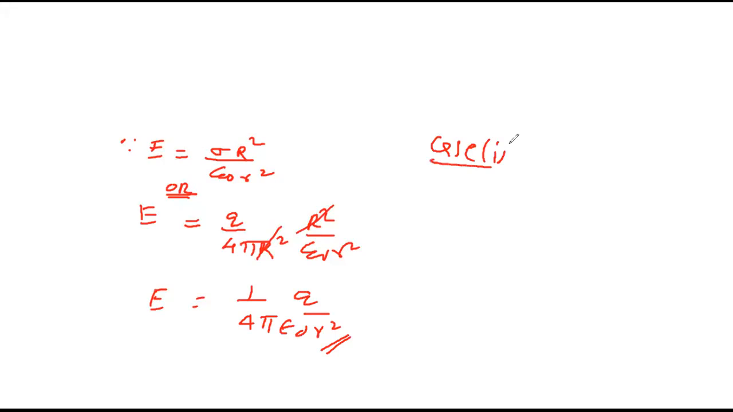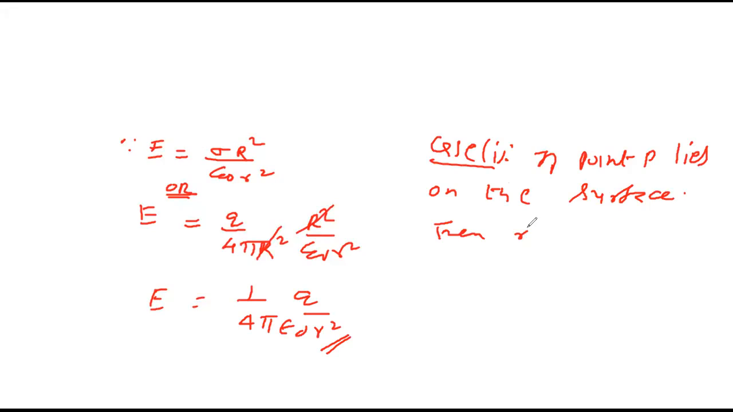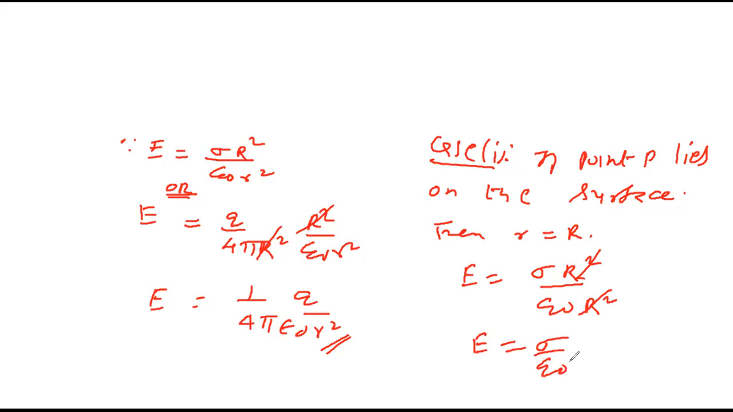Case 1. If point P lies on the surface, then small r equals capital R. Therefore, E equals sigma capital R square upon epsilon naught, small r is capital R. So therefore, E equals sigma upon epsilon naught. Is this also clear? If it is on the surface, then E is sigma upon epsilon naught. Copy this one. Case 2 is also there, then one part is over.